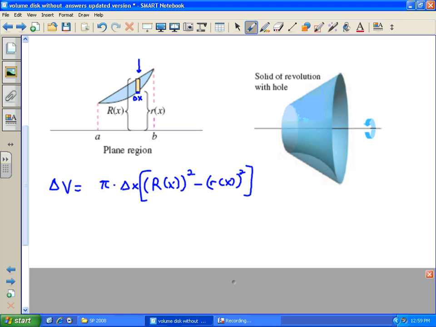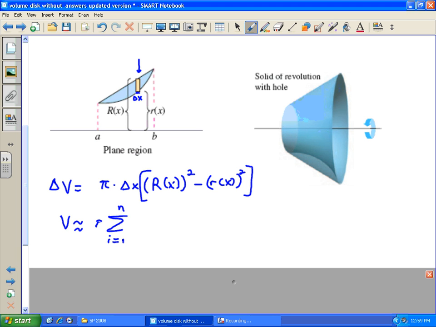Now the volume of the region roughly will be equal to what? What should I be doing? This is just one washer. First, to get an approximation, I do n rectangles, right? So I do n washers. So what should I be doing to this? Sum it up. Sum this up as i goes from 1 to n.